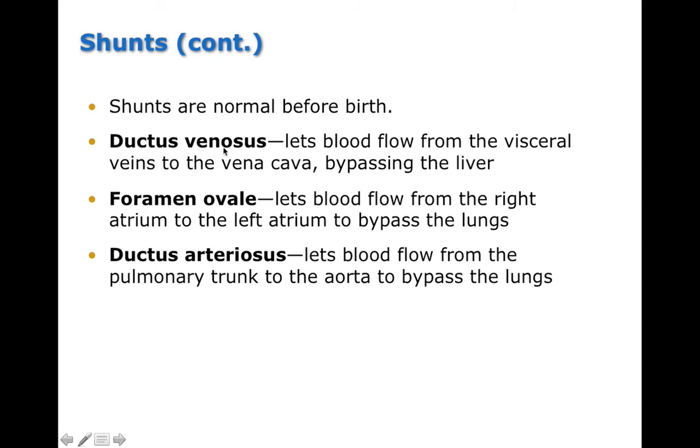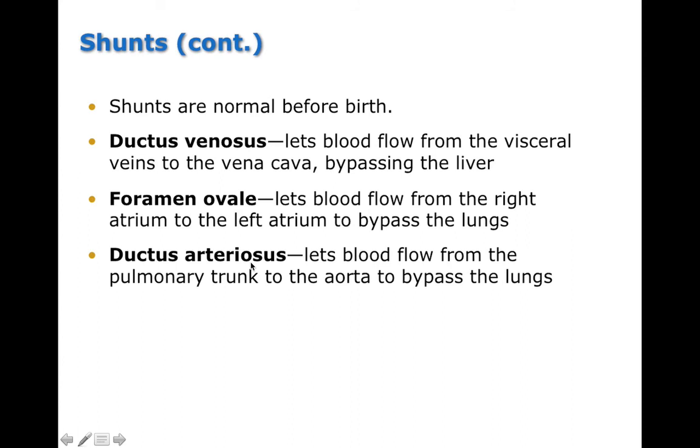Ductus venosus lets blood flow from the visceral veins to the vena cava, which helps bypass the liver. So the umbilical veins can go straight to the inferior vena cava through the ductus venosus. That way the liver doesn't use too much of that blood. And then foramen ovale lets blood flow from the right atrium to the left atrium.